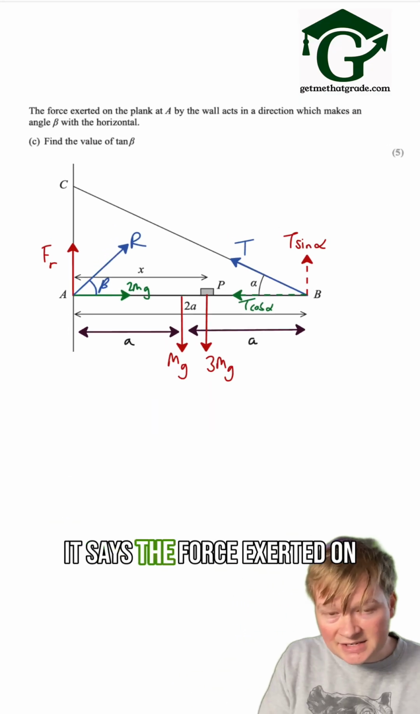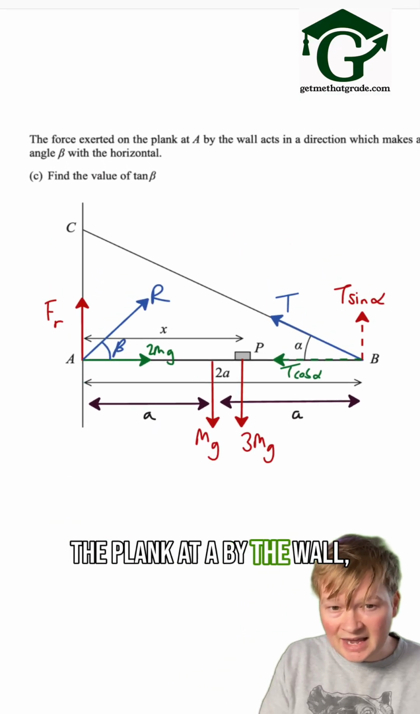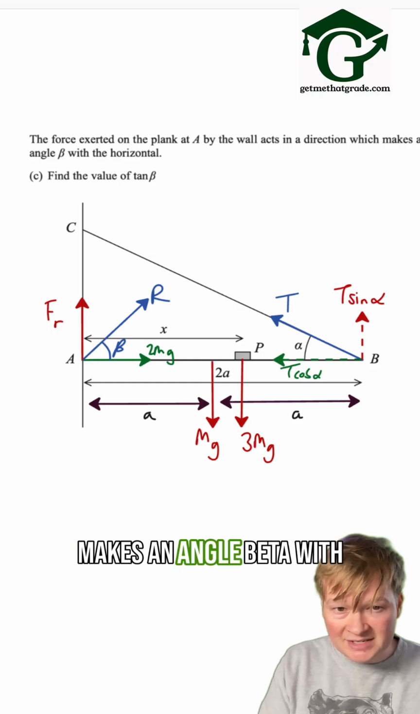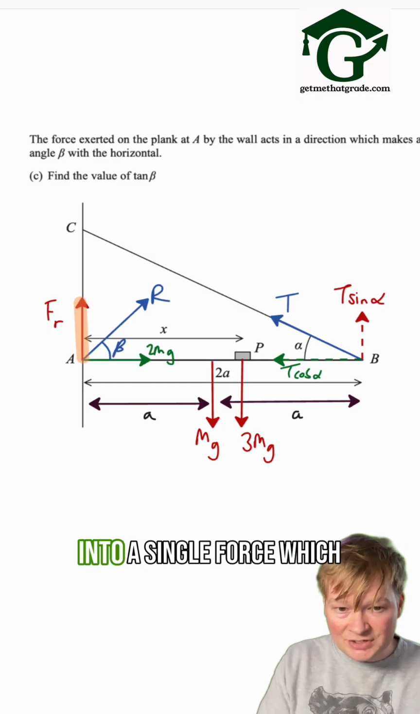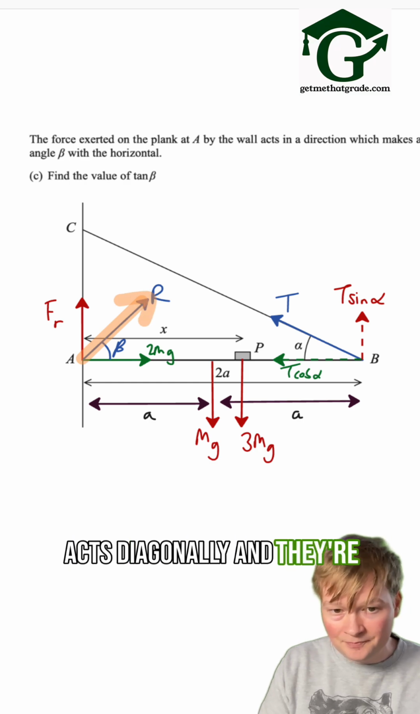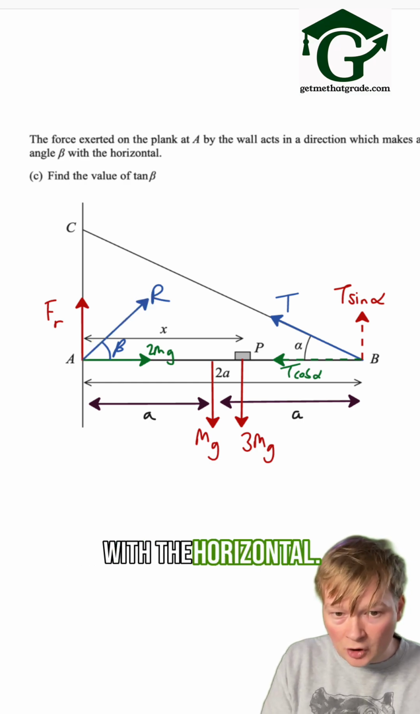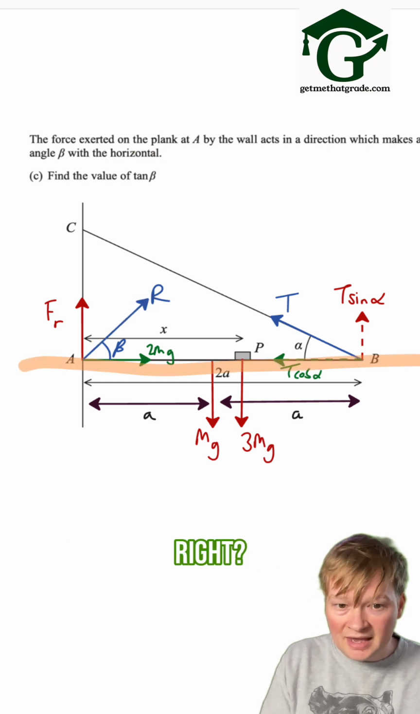Part C. It says the force exerted on the plank at A by the wall acts in a direction which makes an angle beta with the horizontal. So remember, these 2 forces combine together into a single force which acts diagonally, and they're saying that the angle made with the horizontal, this is the horizontal line, is the angle beta.